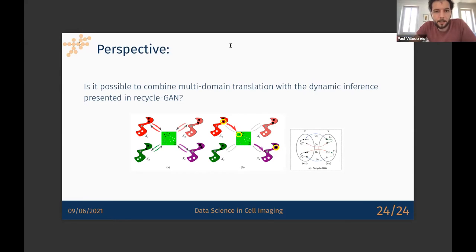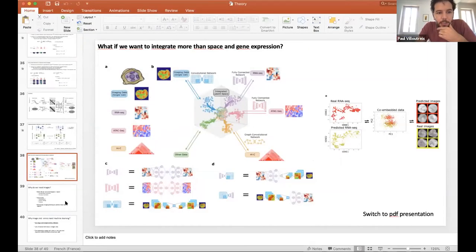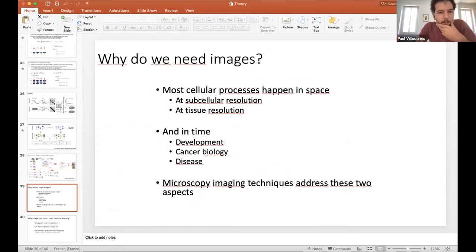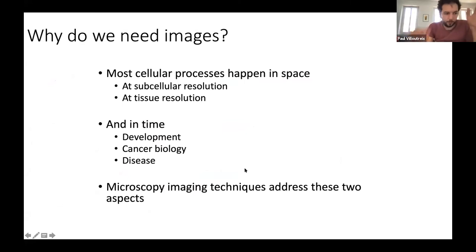Okay, so I want to finish with the points that I would like to make as the ones that are interesting. So I should remind again, first, that with microscopy images you can get lots of information, and especially spatial information, but also temporal information, be it at the subcellular resolution or tissue resolution. So microscopy is very important. You can have temporal data. So temporal data is extremely important in development, in cancer biology, in disease. And microscopy imaging addresses these two aspects.